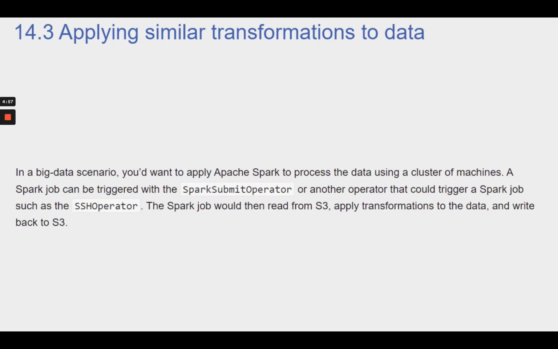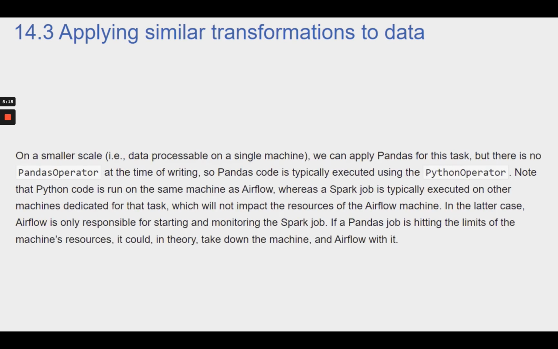In a big data scenario, you'd want to apply Apache Spark to process the data using a cluster of machines. A Spark job can be triggered with the Spark submit operator or another operator that could trigger a Spark job, such as the SSH operator. The Spark job would then read from S3, apply transformations to the data, and write back to S3. On a smaller scale, that is, data processable on a single machine, we can apply pandas for this task.